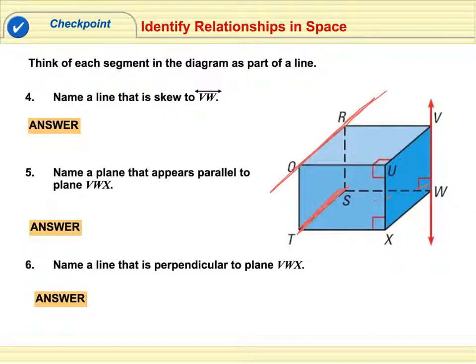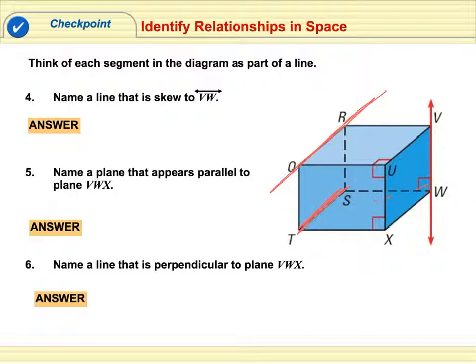There are some other possible answers. See if you can come up with these answers by yourself, and altogether you should be able to find 4 lines. We have identified 2 lines that are skew lines to VW. Altogether there should be about 4 answers that work.